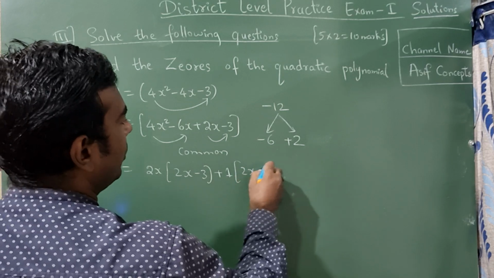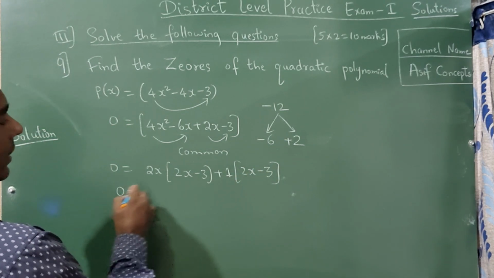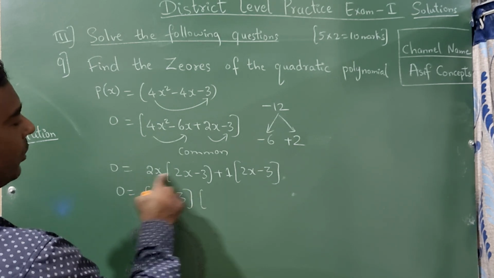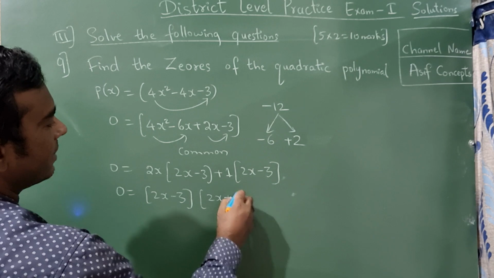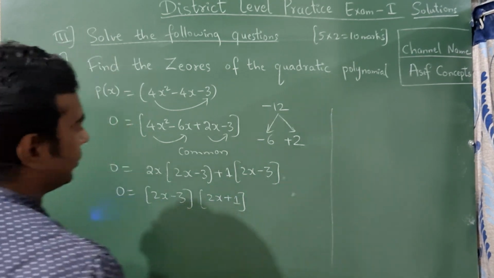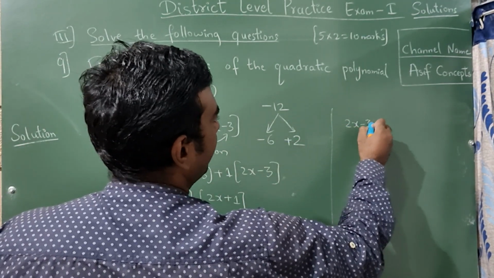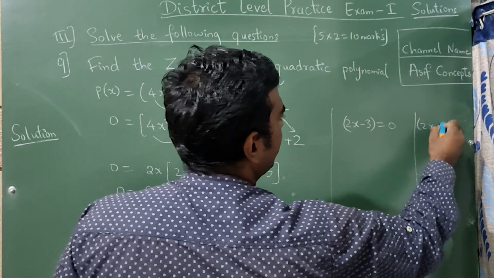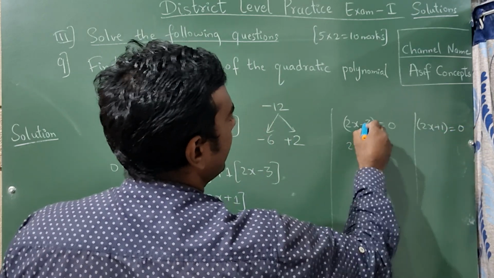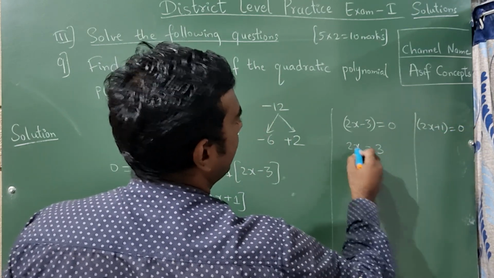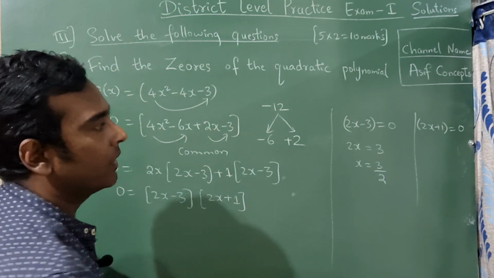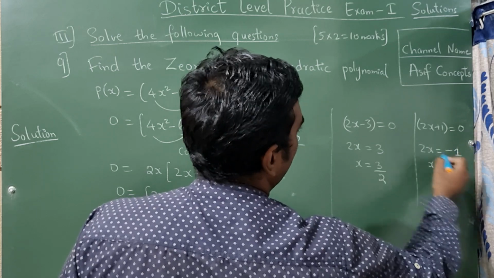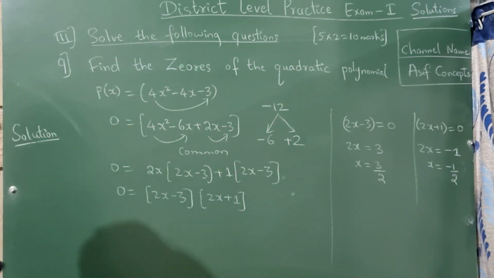So what I need to write? 2x minus 3. Now here also 2x minus 3, here also 2x minus 3. So I'm going to write 2x minus 3, and what is remaining? 2x plus 1. So 2x minus 3 is equal to 0, and 2x plus 1 is equal to 0. Now 2x, take this minus on the other side, it will become plus, and this 2 will go to denominator. Now here 2x, take plus on the other side, it will become minus, and this 2 will go to denominator. So this is your final answer.